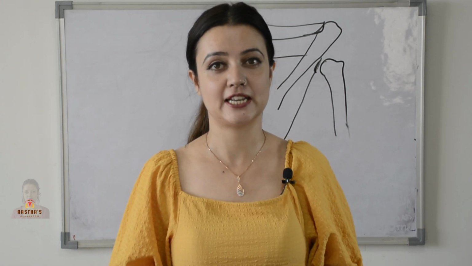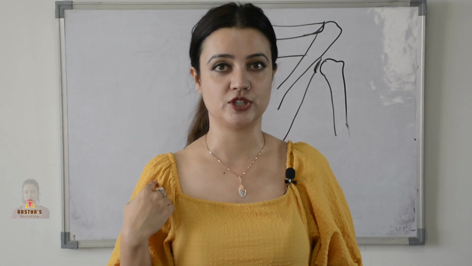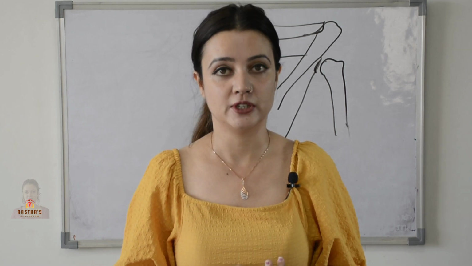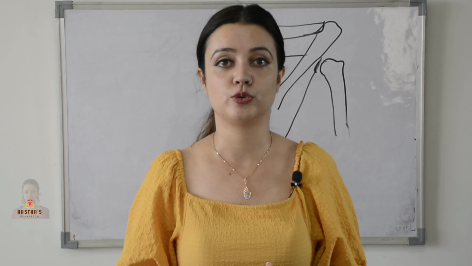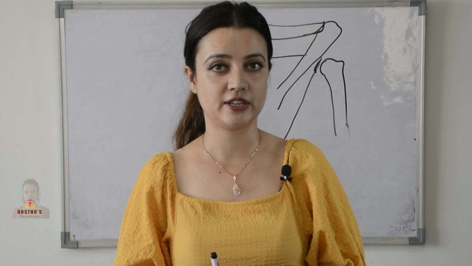Hi, my name is Dr. Asta, and in today's anatomy class, we will be learning about deltoid muscle. Deltoid muscle is the bulkiest muscle present in the shoulder joint. It covers a lot of structures under it like nerves, arteries, a lot of muscles, tendons and shoulder joint. It's also clinically important because the intramuscular injection is given in the bulk of deltoid.